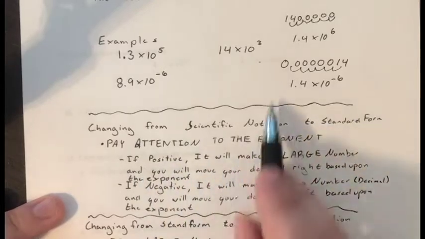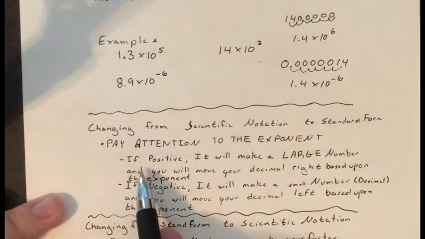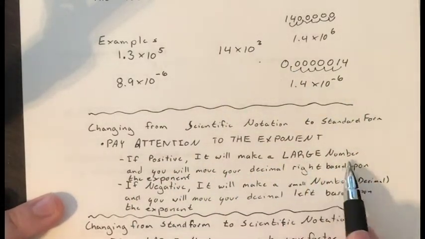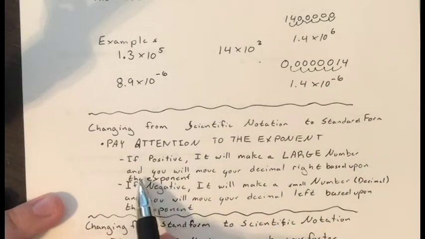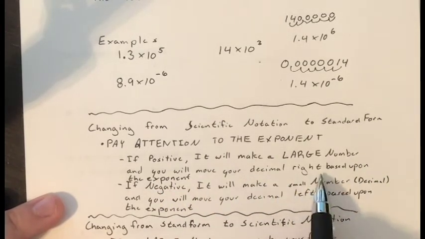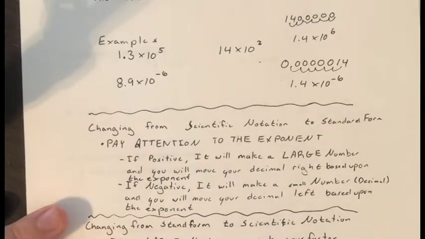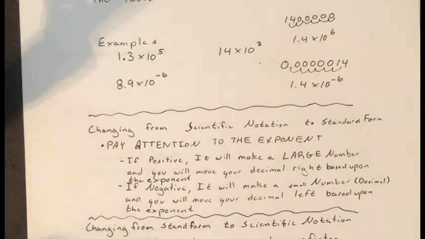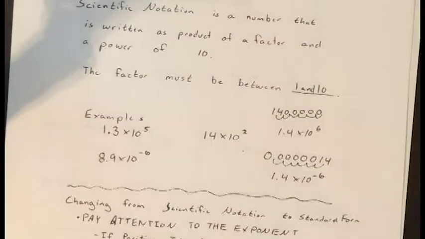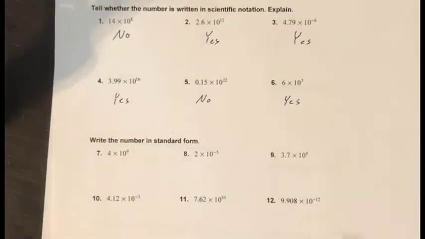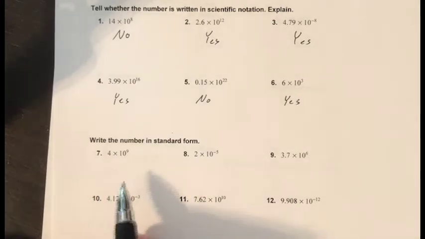If the exponent, which would be this 3, is positive, it will make a large number. And you will have to move your decimal right based upon the exponent. If it is negative, it will make a small number or a decimal, and you will move your decimal left based upon the exponent. So let's just go ahead and give you some examples of what this is talking about. Now that we've kind of gone through the rules, let's actually put some application to this.